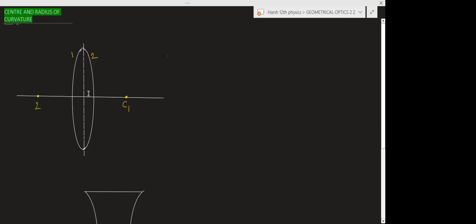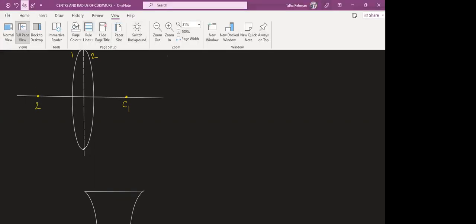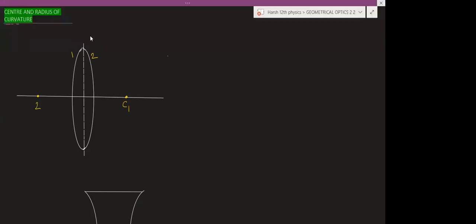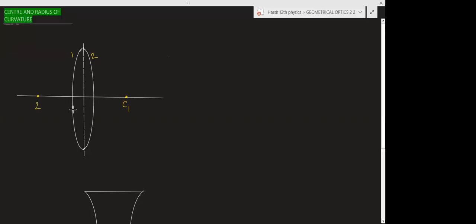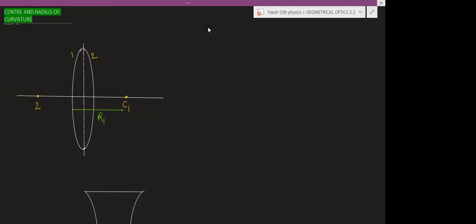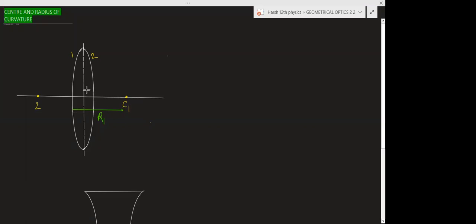Now, this distance is the radius of curvature. This distance from here to here will be R1, and this distance from here to here will be R2. So C1 is the center of curvature, R1 is the radius of curvature, and this is C2. And the line joining C1 and C2 is known as the principal axis.